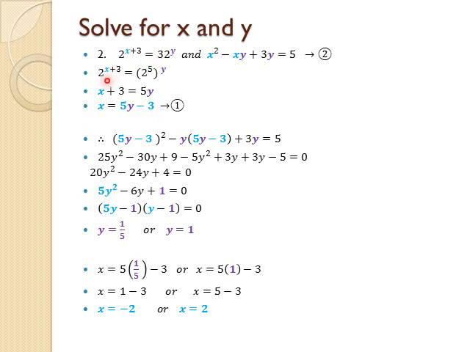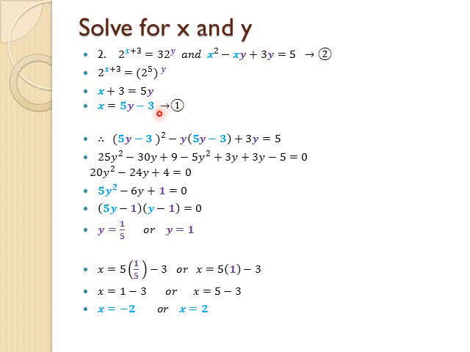Alright, so there I have 2^(x+3) equals 32. 32 can be expressed with base 2. It's 2 to the power 5. Alright, so because the bases are the same, I can drop them. So I have x plus 3 equal 5y. If I take 3 over, it becomes negative 3. So x equals 5y minus 3. And there I've created my equation 1.